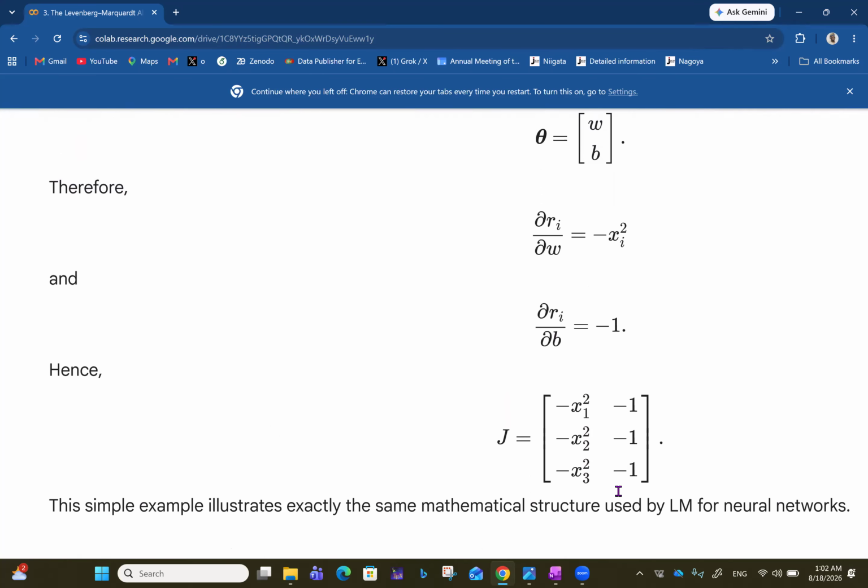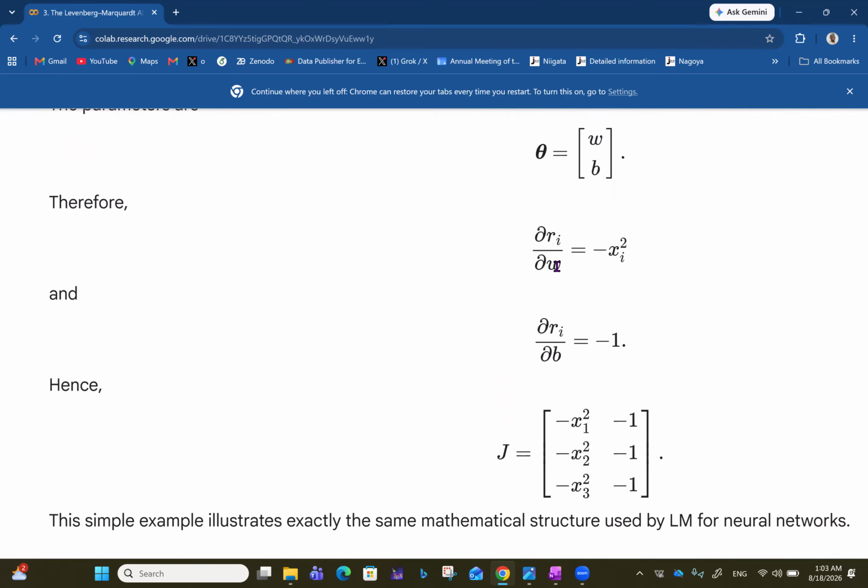Hence, we can say that this simple example illustrates exactly the same mathematical structure used by the Levenberg-Marquardt algorithm for neural networks. So in this case, for the first one, the derivative with respect to W, you have minus xi squared. That means that for the first residual, you have minus x1 squared. Second residual, minus x2 squared. Third residual, minus x3 squared. And then for the biases, you just have minus one all the way through.